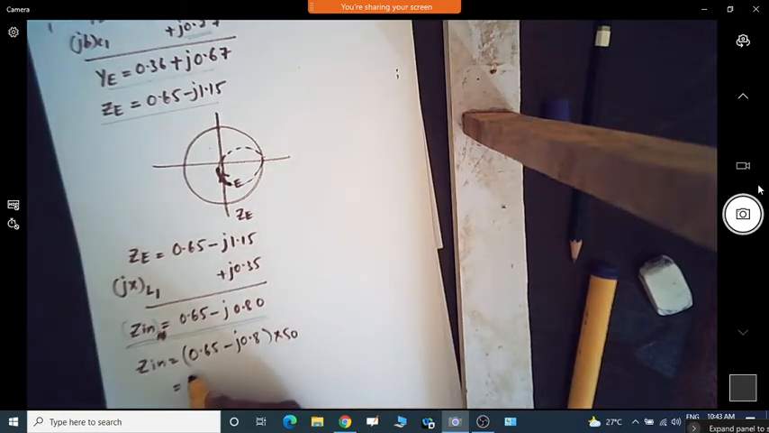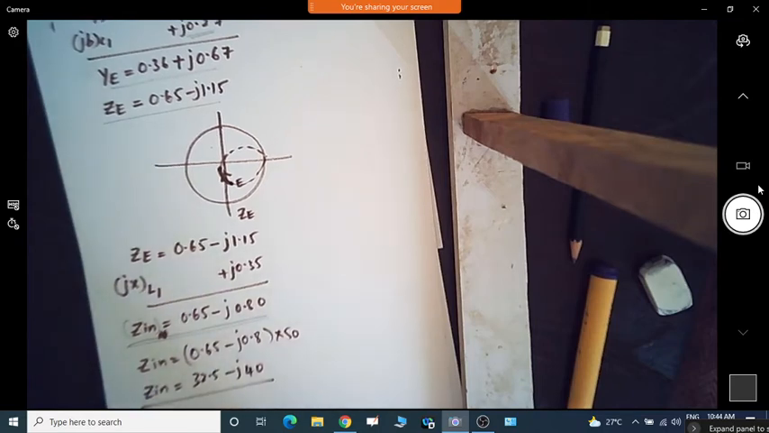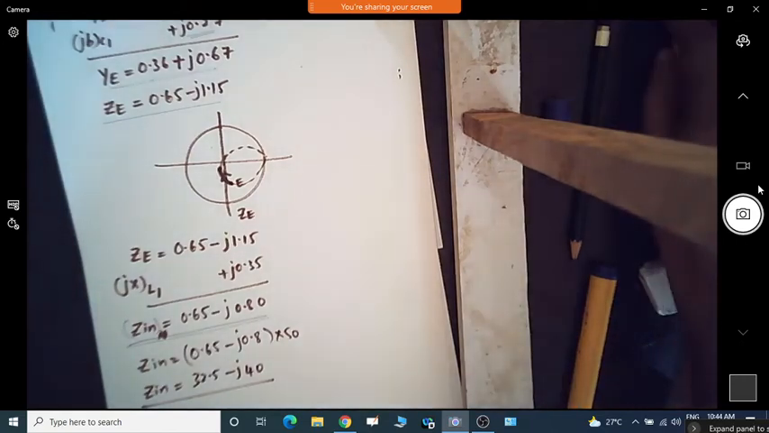So 32.5 minus j40. This is your input impedance. So is it understood? Any point, any doubt?